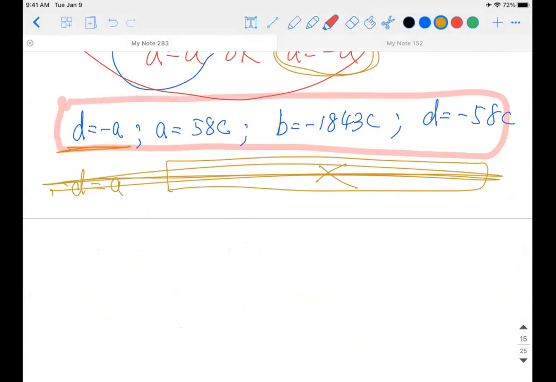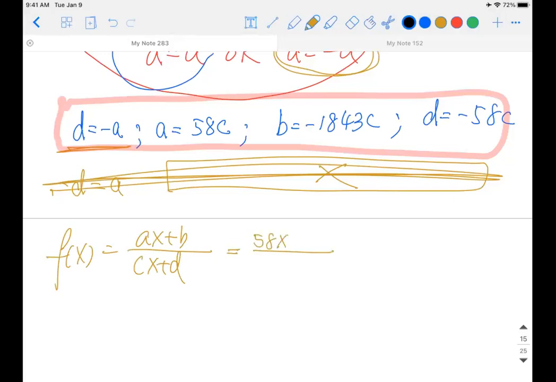Like I said, you won't be able to solve a, b, c, d, but on the contrary, you can actually find out the relationship between a, b, c, d. So f(x) is what? Our f(x) is (ax plus b) over (cx plus d), right? Plug in the value, you can get (58x minus 1843) over (x minus 58). Do a quick simplification. 58 minus 1521 over (x minus 58).